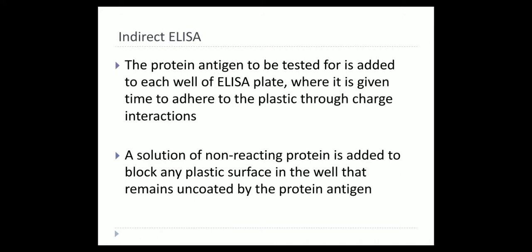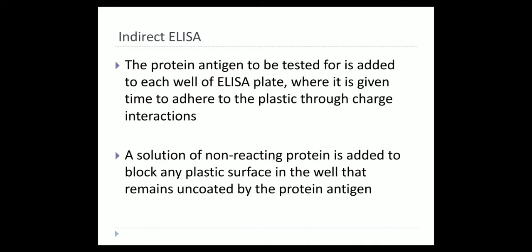In direct ELISA, the enzyme-linked antibody was directly binding to the antigen. Yes, but here the enzyme-linked antibody will not directly bind with the antigen present at the bottom of the well. Here it will bind indirectly. How does it happen? What is the procedure here? Let's see in a bit more detail.